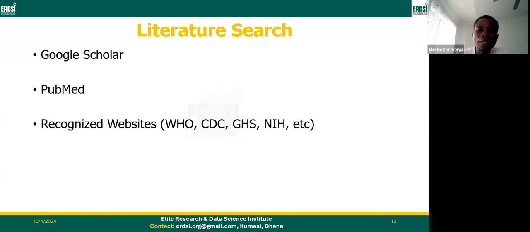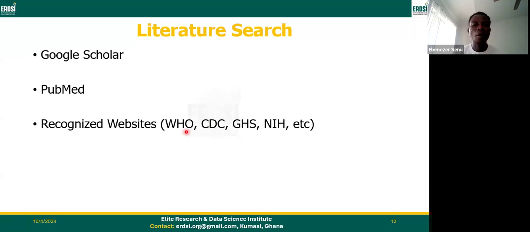WHO and CDC are always reporting those data. The current prevalence of a disease is mostly not in published papers. If you want the current prevalence, you go to a recognized website. They report real-time prevalence. Articles will be one year behind, except in some disease conditions. But for renowned diseases like HIV and mpox, these websites always report real-time data.